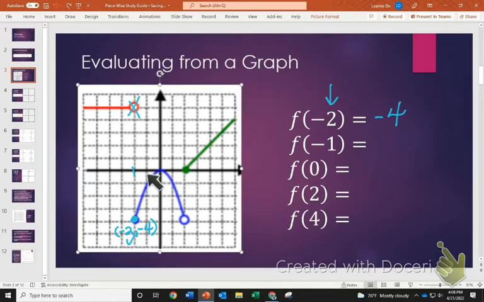So -1, here we are, -1. There's nothing above it. It's just blank. But there is something below it. There's actually a line, and a line is like a solid dot. So the ordered pair right here is -1, -1.